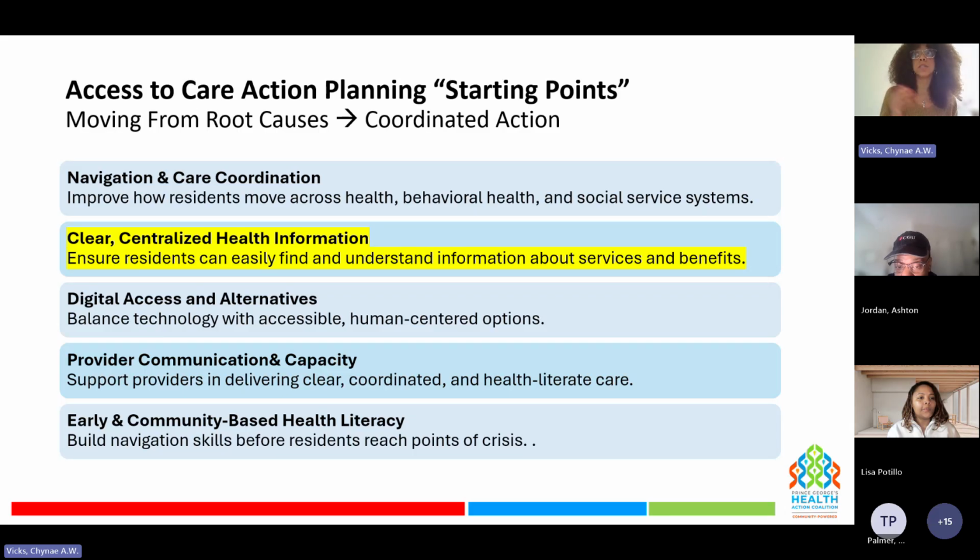Now, during our discussion last month, we did acknowledge that there are many ways that we can address this selected problem statement, but rather than trying to tackle everything at once.